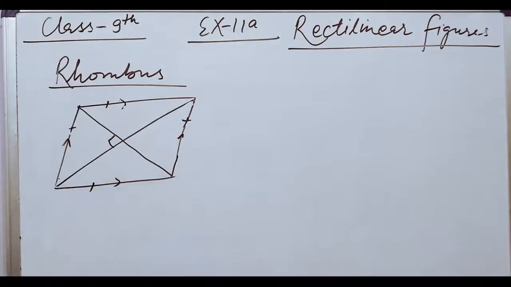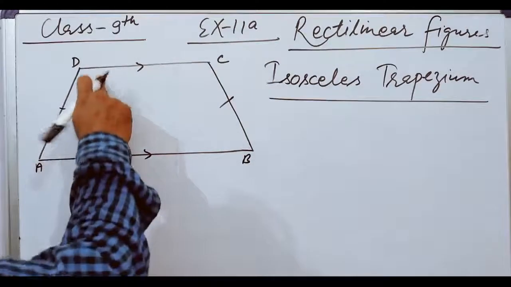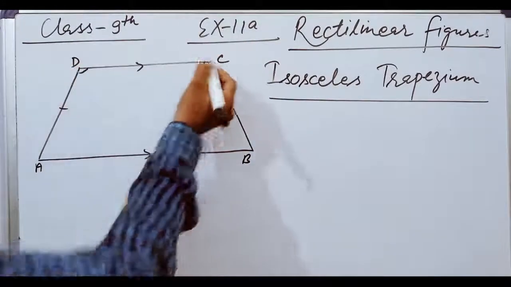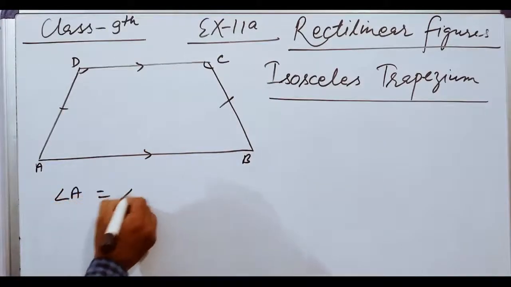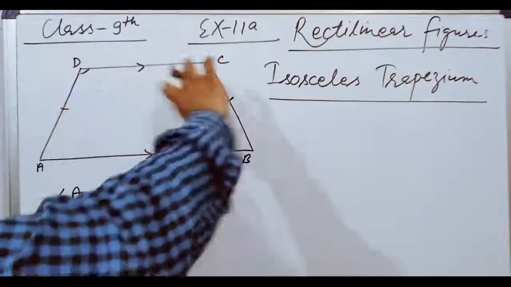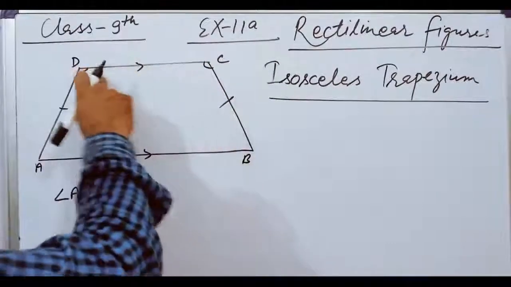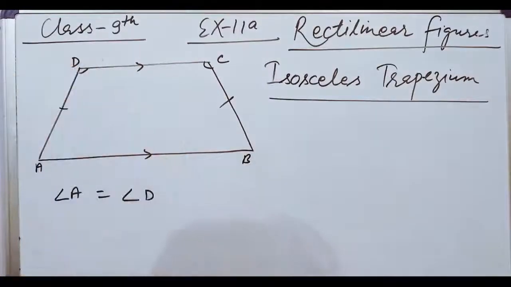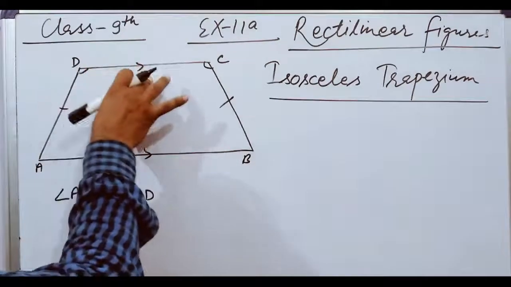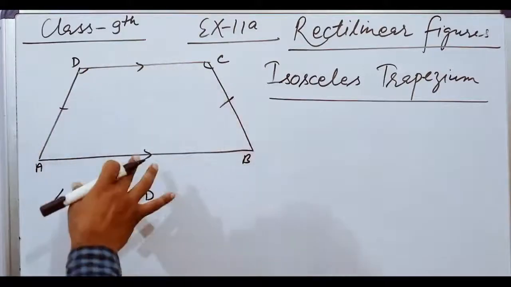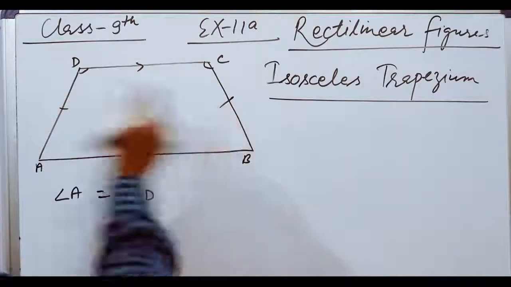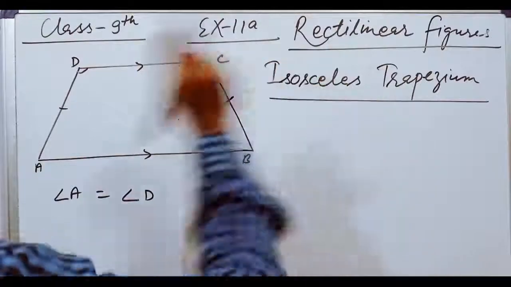Now the isosceles trapezium. In this trapezium, angle C equals angle D, and non-parallel sides are equal. What is a trapezium? It means a figure bounded by two parallel sides and two non-parallel sides. These four sides are there, so it is the trapezium. Since non-parallel sides are equal, this is an isosceles trapezium.